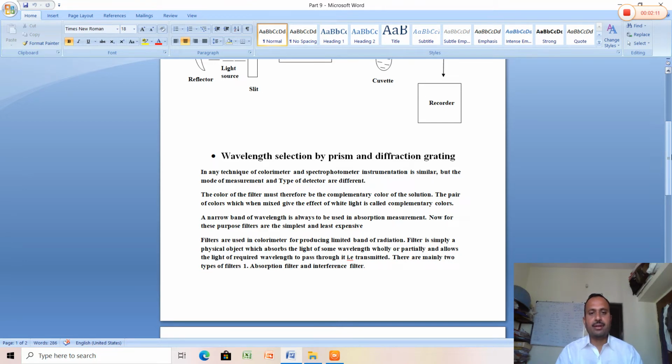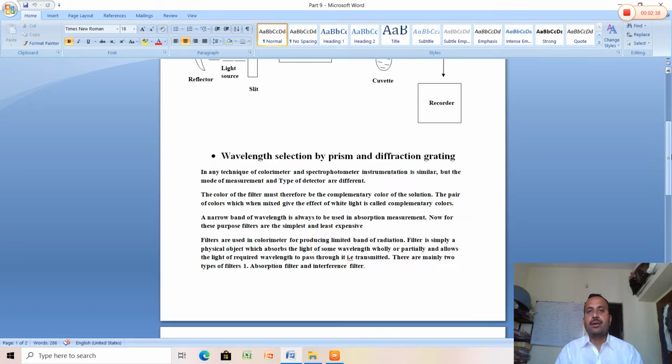The color of the filter must therefore be the complementary color of the solution. The pair of colors which when mixed give the effect of white light is called a complementary color. Now the complementary color, the transmitted light, gives the interesting topic, that is a complementary color. The color of the filter must therefore be the complementary color of the solution.